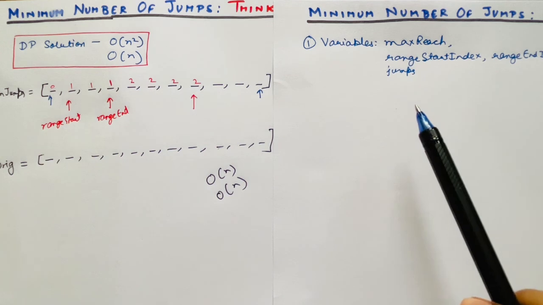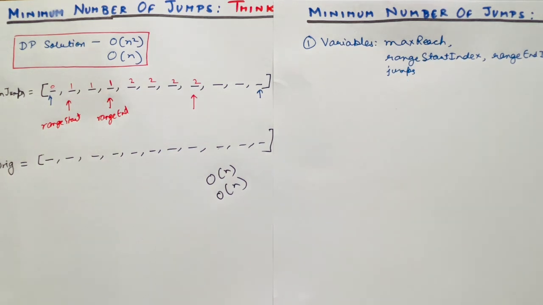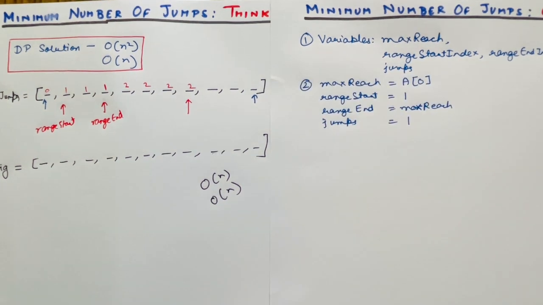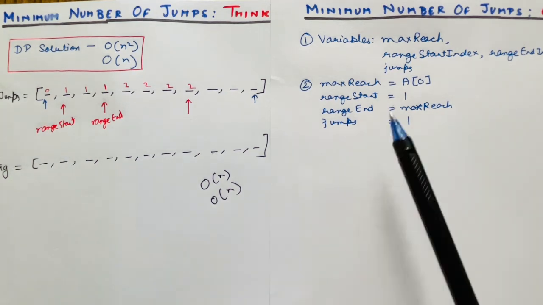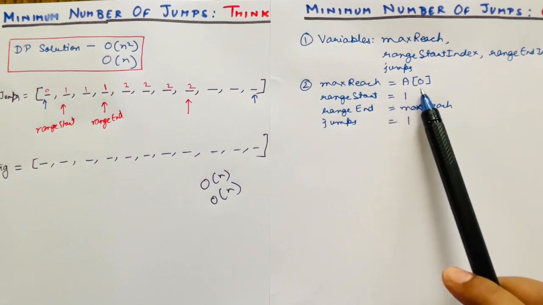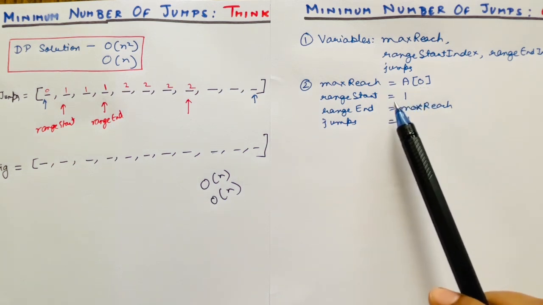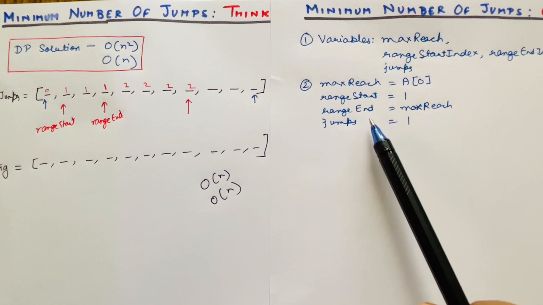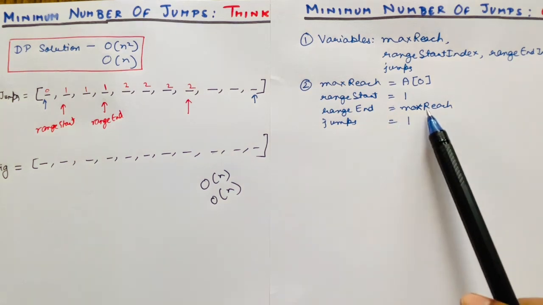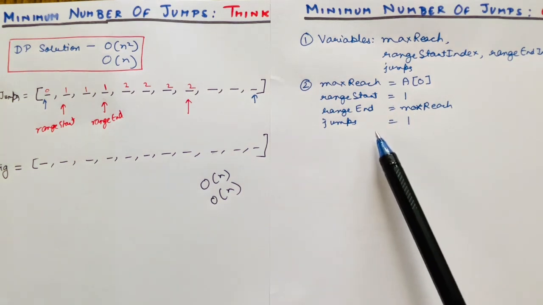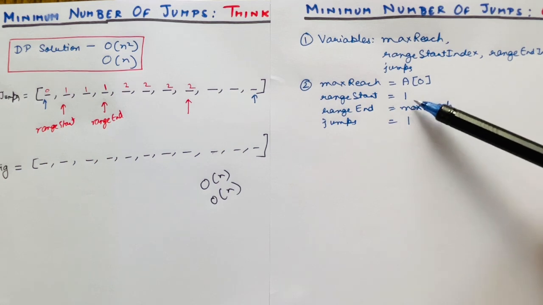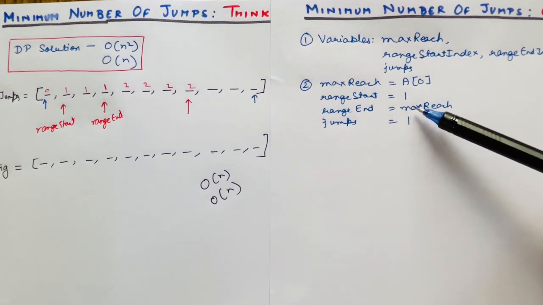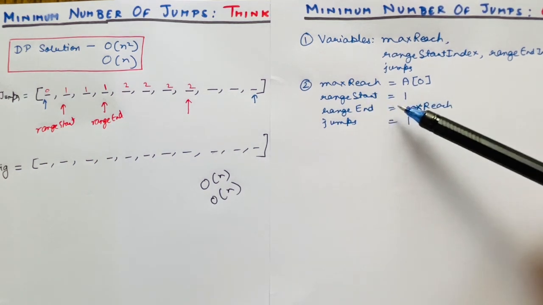So now first let's see how these variables will be initialized. Let us say we make the first jump from our first index. Then our max reach so far is equal to A0. The start of the range is index 1. The end of the range is max reach. And the number of jumps that we have made so far is equal to 1. Now we know that from this index till this index, we will have to make just one jump.